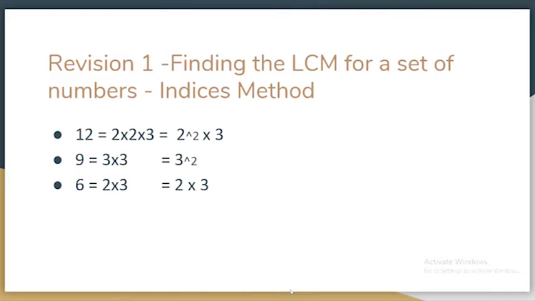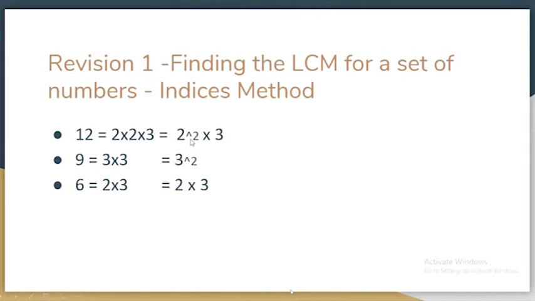Now, the indices method is really a method in preparing us to do algebraic LCM, the LCM of algebraic terms. In this approach, pretty similar to the approach before, but this time, having written the numbers in prime factor form, we write them in index form. So 2 times 2 will give us 2 squared.